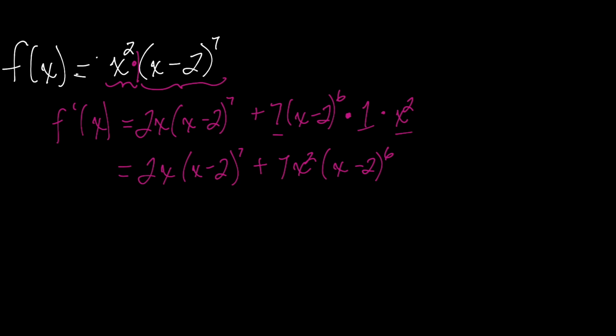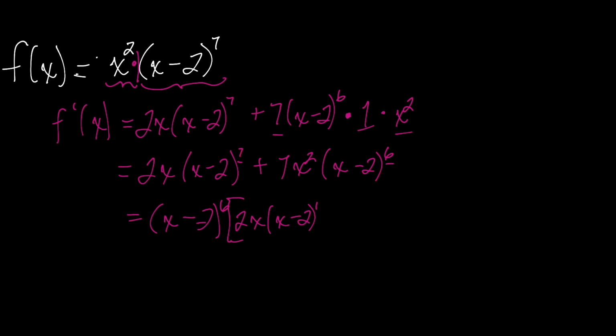But if I'm going to set this equal to 0, like when I get to applications of derivatives, I'm going to have to factor out a common x minus 2 from both terms. So that gives us x minus 2. And the lowest number of x minus 2 factors is 6. So I'm going to take 6 of them out. And that will leave me with 2x times 1 factor of x minus 2, right? Because 7 minus 6 was the 1.